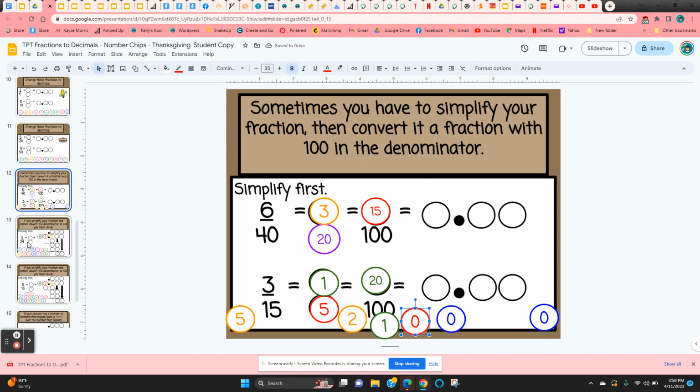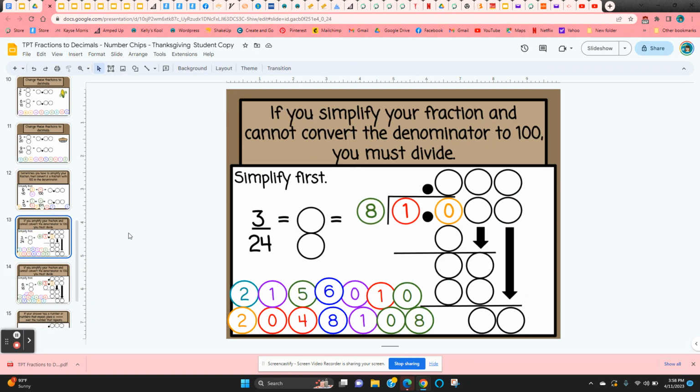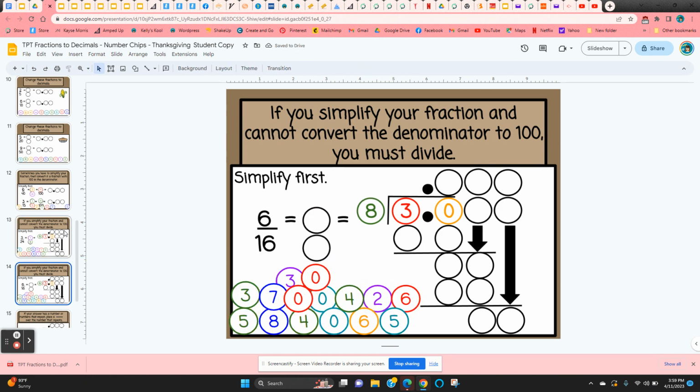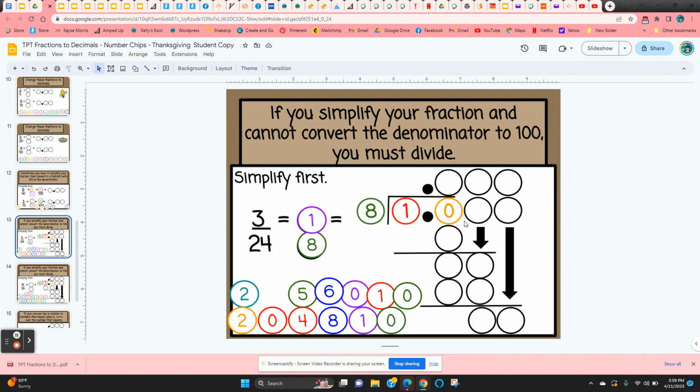Okay, now the next one, sometimes they can't change it to a fraction with 100 in the denominator. So in that case, and they're going to simplify first, they'll find out that when they simplify it, it's 1/8. But they can't multiply 8 times any number and get 100. So they have to use long division. So here's a long division problem. And they just have to solve it using the number chips. Again, they have every number that they need. So 1 divided by 8. The rest of the numbers they need to know will be zeros.